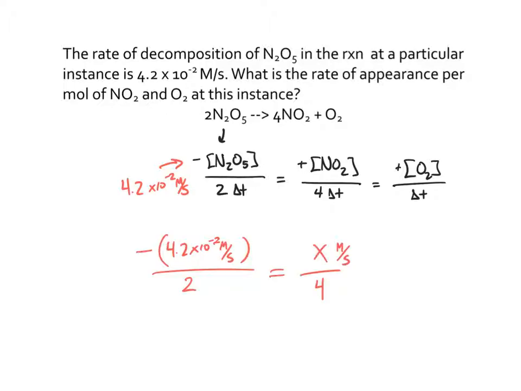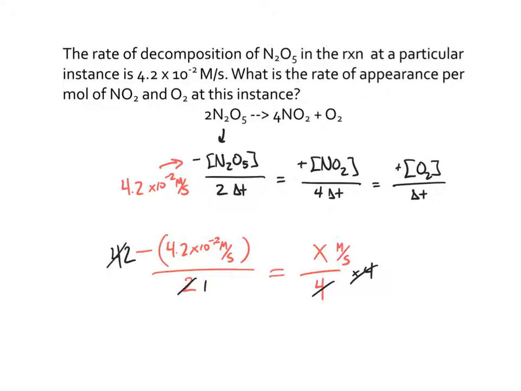If I call X the concentration of NO2, then I'll put that up here in the numerator of this one that I'm setting equal to the other one. And since it has a stoichiometric coefficient of 4, that goes in the denominator. And you simply just solve for X. So I multiply both sides by 4 to get rid of the 4. Multiply by 4, 4 reduces the 2 to 1. And so you got 2 times negative 4.2 times 10 to the negative second molarity per second.